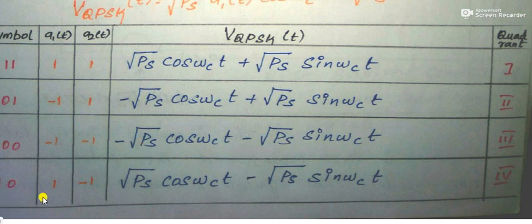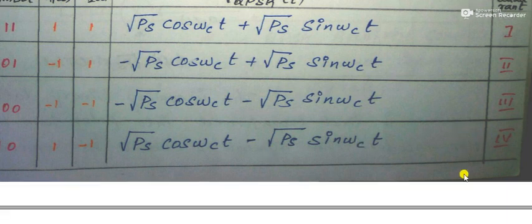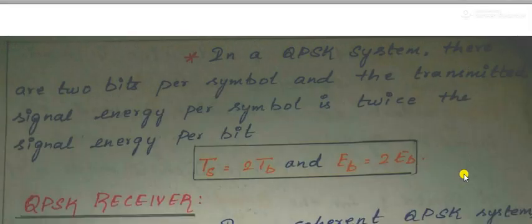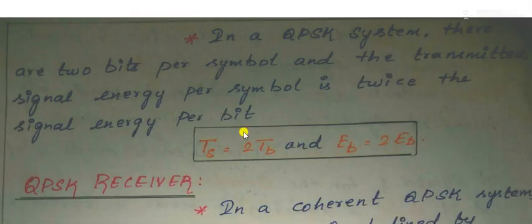Last one, 1 0. So 1 is positive and 0 is negative, so it is represented as minus 1 volt for the second bit. So it is root Ps and minus root Ps. This is quadrant 4. And see here, Ts is equal to 2Tb and Es is equal to 2Eb, because each symbol contains two bits. But in ASK, FSK, PSK, it is Ts equal to Tb and Es equal to Eb only.